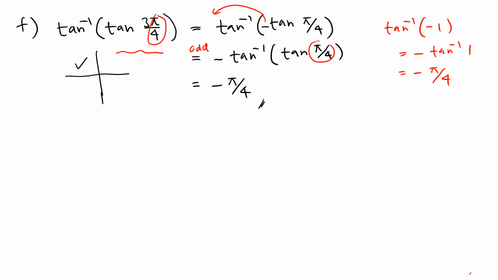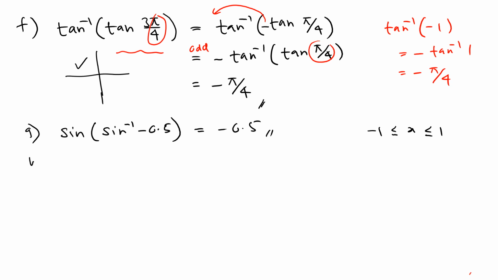Okay, so let's look at the next few. We have G, which is sine inverse negative 0.5, and you can see negative 0.5 is between 1 and negative 1. Because of that, it simply cancels out and we get this answer. The next one is cosine, the same idea. Cosine inverse negative 0.5. Again, negative 0.5 is in the same interval, so it cancels out and we get negative 0.5.